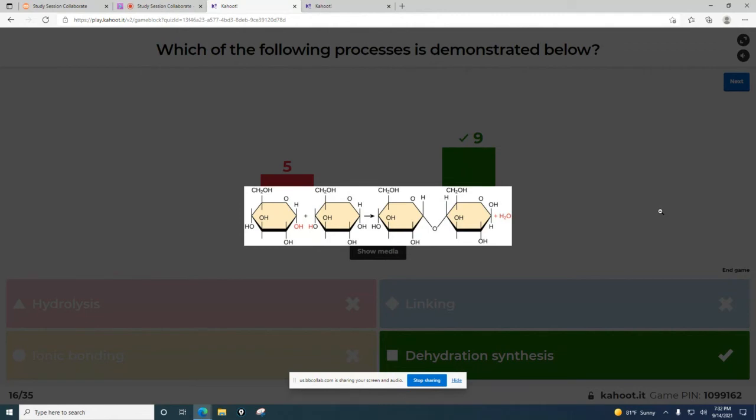So dehydration synthesis means dehydrate, we take away water, and we synthesize, create something bigger. So here are 2 monosaccharides that we are taking the water out of, and that's why it moves over here. So we take the water out, and then they're linked at the oxygen, forming the covalent bond. Does that make sense? No? Okay. So what's confusing about it?